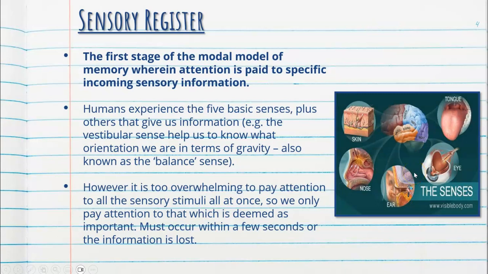So let's start with the sensory register part of the model. This is the first stage wherein attention is paid to specific incoming sensory information. We already know that we experience 5 basic senses, plus others that give us information, as we can see here. So we've got the balance sense as well. But it's too overwhelming to pay attention to all of the sensory stimuli all at once, so we wouldn't be able to function. So we only pay attention to that which is deemed as important. Now this must occur within a few seconds or the information is lost.